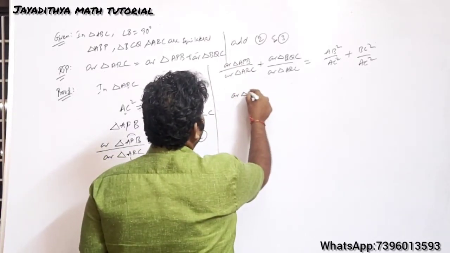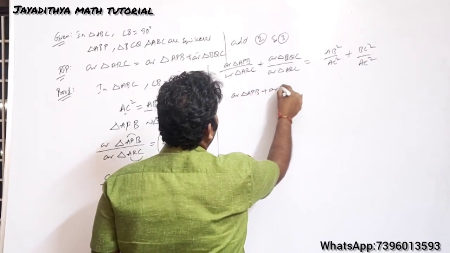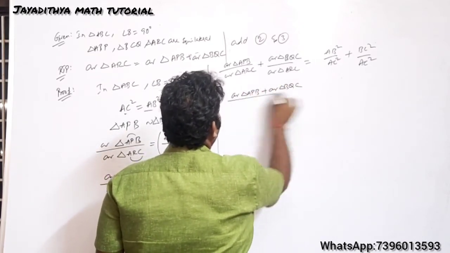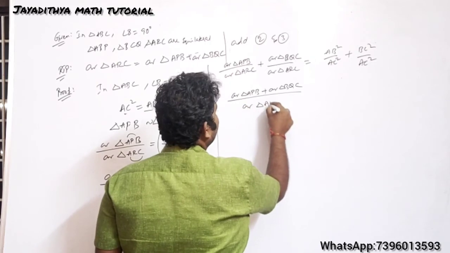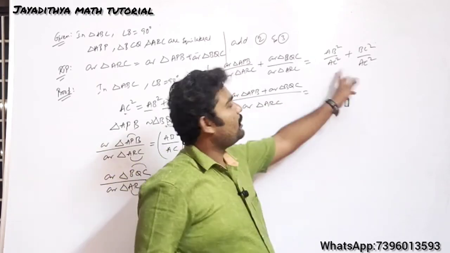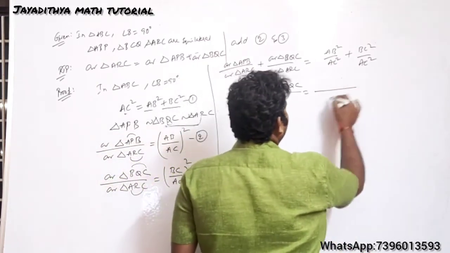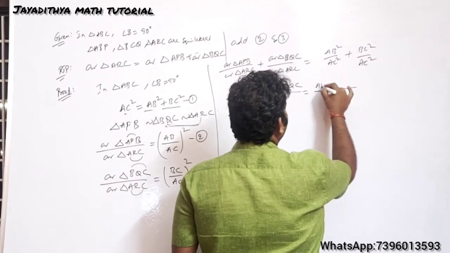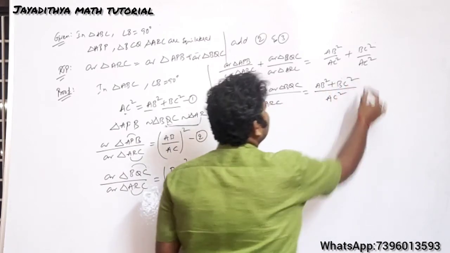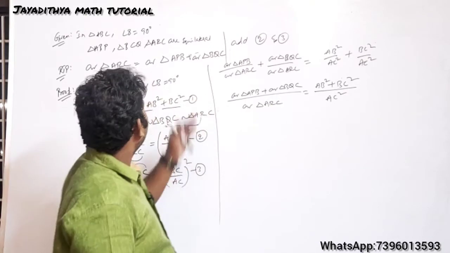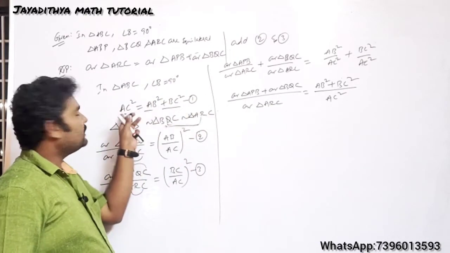So area of triangle APB plus area of triangle BQC by area of triangle ARC will be equal to, here you have the common denominator AC square. So write AC square common. In the numerator you will have AB square plus BC square now. Okay, so from equation 1, what do you have? AB square plus BC square is nothing but AC square.